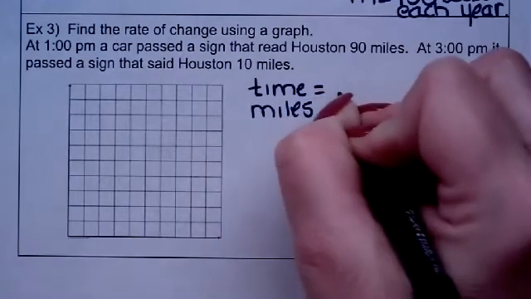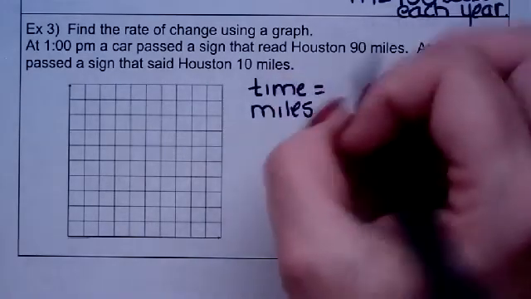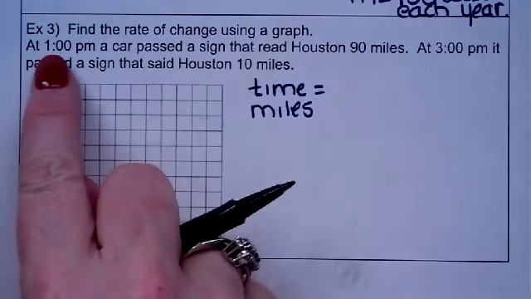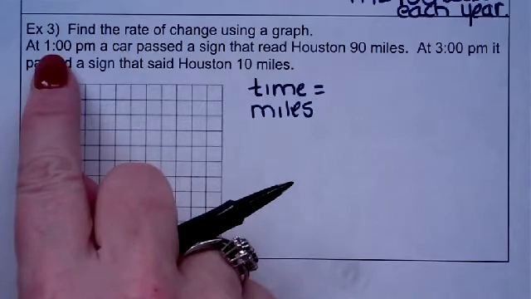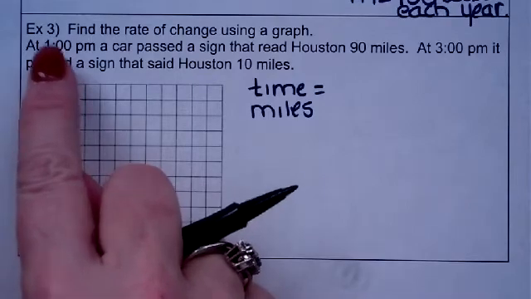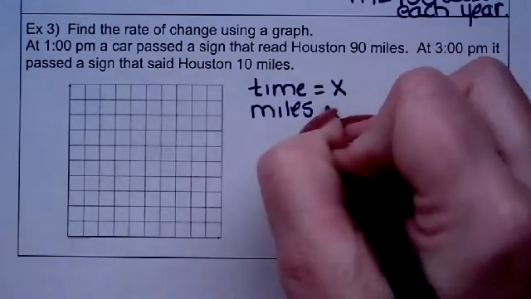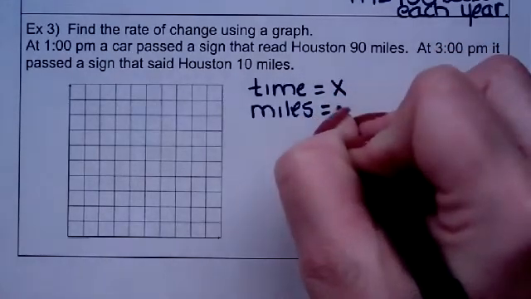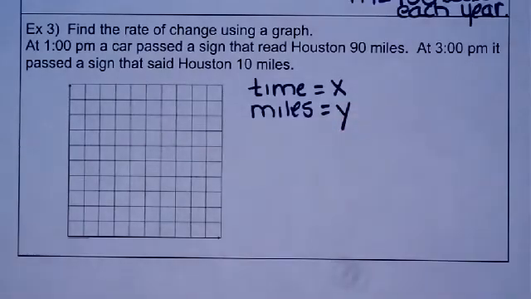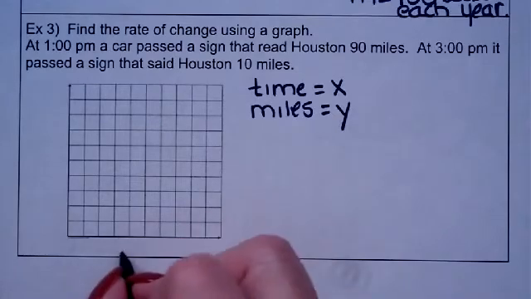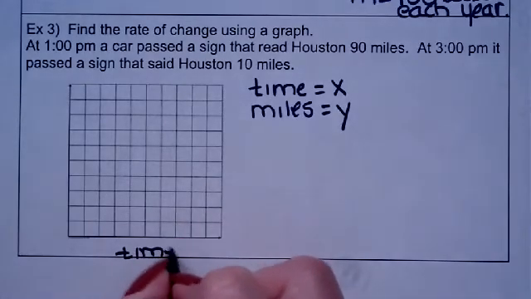Anytime you are talking about some kind of unit measurement of time, like hours, days, weeks, months, years, seconds, centuries, decades, you're always going to let X be the time and Y be whatever else they're discussing. So here, time is going to be X. I'll write that right there on my graph.